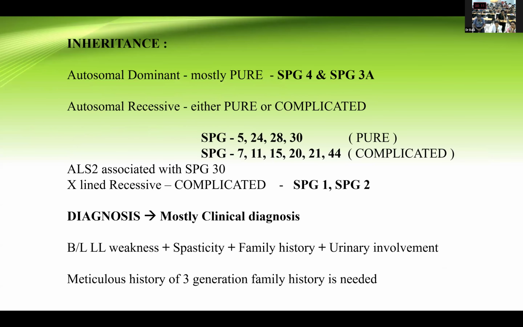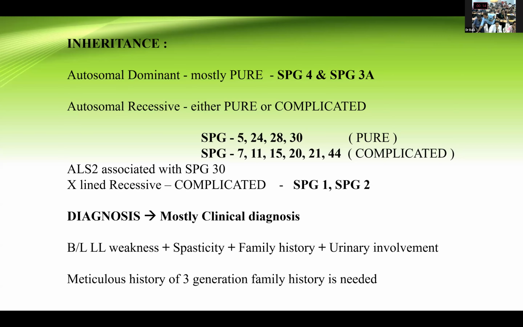Coming to the inheritance pattern, it can be autosomal dominant, recessive, or X-linked recessive. Autosomal dominant is usually the pure form, which is related to the SPG4 and SPG3A genes, and autosomal recessive is either pure or complicated form. SPG 5, 24, 28, and 30 are the pure form, and SPG 7, 11, 15, 20, 21, and 44 are the complicated form.